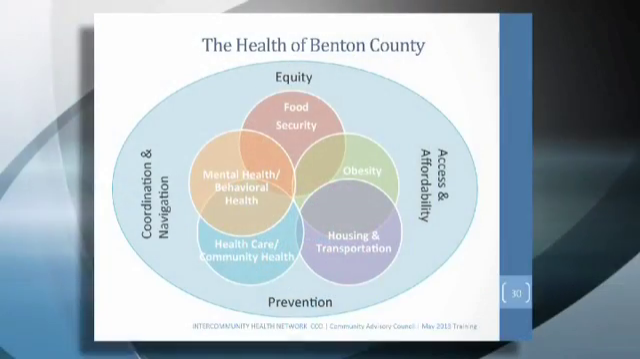They wanted to make sure that we thought about prevention. What can we do to prevent obesity? Thinking about coordination and navigation, like what you were mentioning, how can we help families use the services that we have in place already and better coordinate that? Thinking about access and affordability, and also considering equity, which means thinking of all populations.